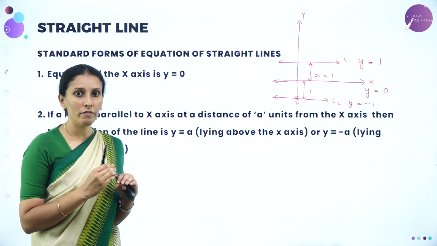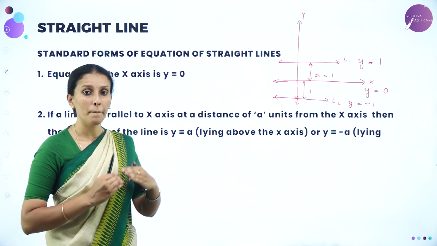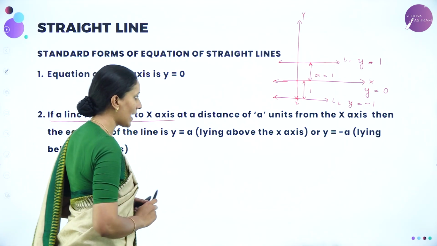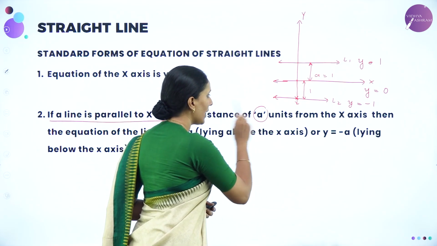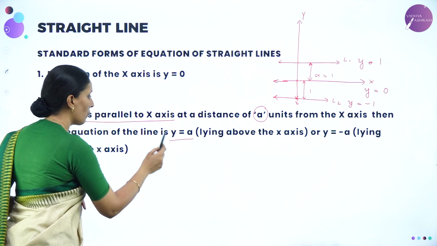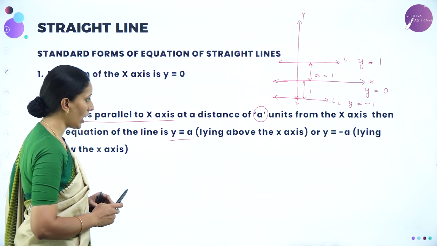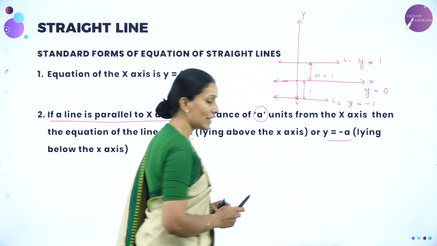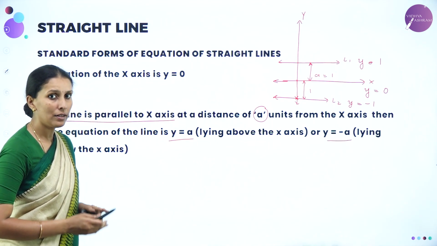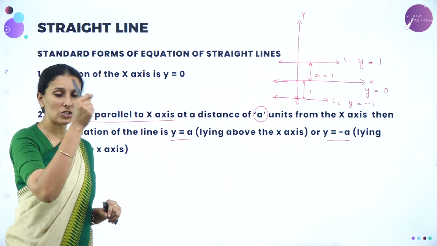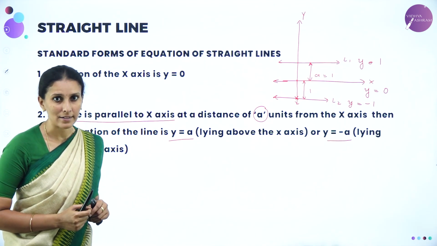So it depends upon whether it is above the x-axis or below the x-axis. Hence, if a line is parallel to the x-axis at a distance of A units from the x-axis, then the equation of the line will be y is equal to A if it lies above the x-axis and y is equal to minus A if it lies below the x-axis. A is the distance of the straight line from the x-axis.